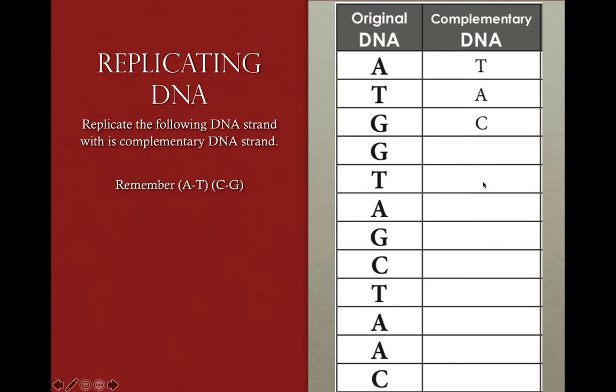This T, that would be A. This A would be a T. This G would be a C. This C would be a G. T and A, T, A, T, C, a G. So that's basically how that would go, and you would get your strand and you would have to do that.